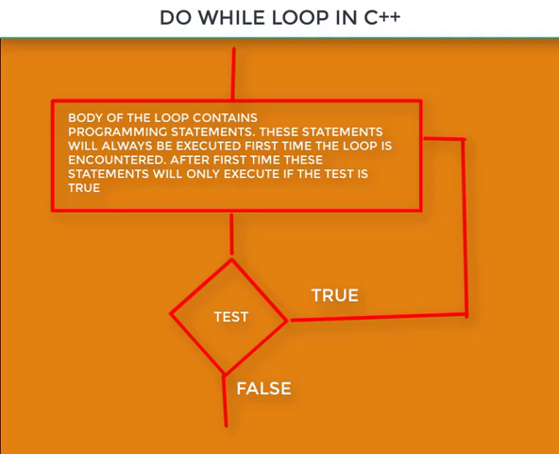So in a do-while loop, please remember that the statements always execute the first time, but after the first time, the statements in the loop will only execute if the test is true. If the test is false the first time, the statements execute only once. But other than that, as long as the test keeps on evaluating to true, the statements in the body of the loop will keep on executing.